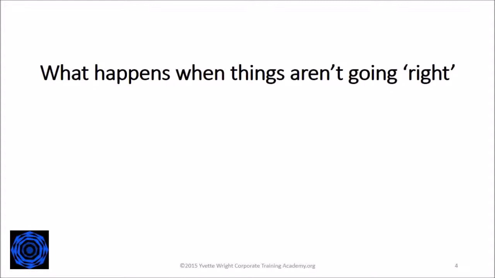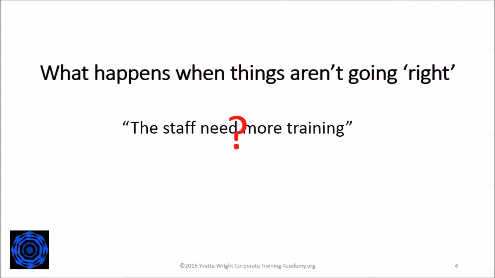So what happens when things aren't going right in your organisation? There might be performance issues, morale might be low, there's complaints coming in, the sales aren't up. What do you find the managers look to as a solution? The staff need more training. Is that always the correct answer? No, training won't solve all issues, but that's another block.